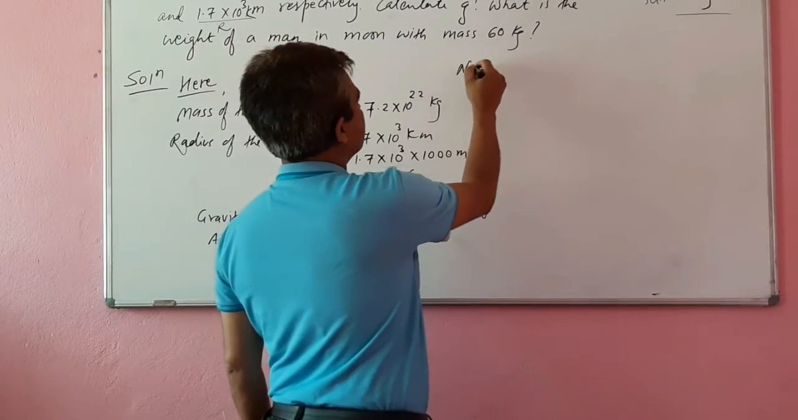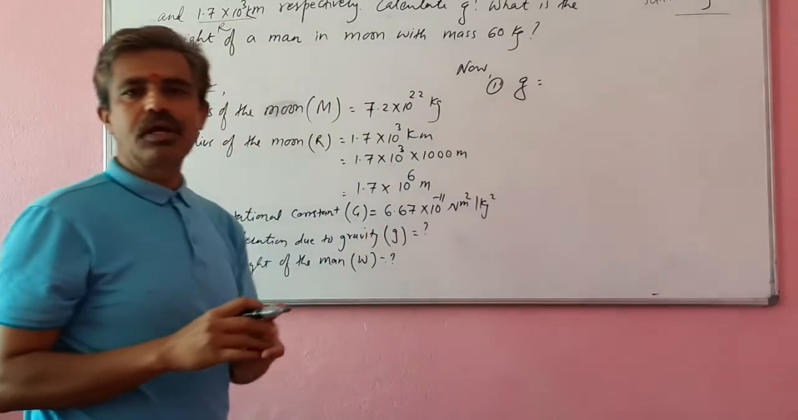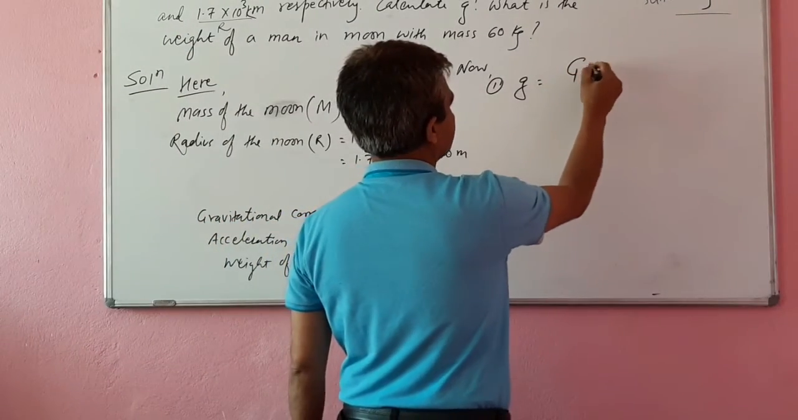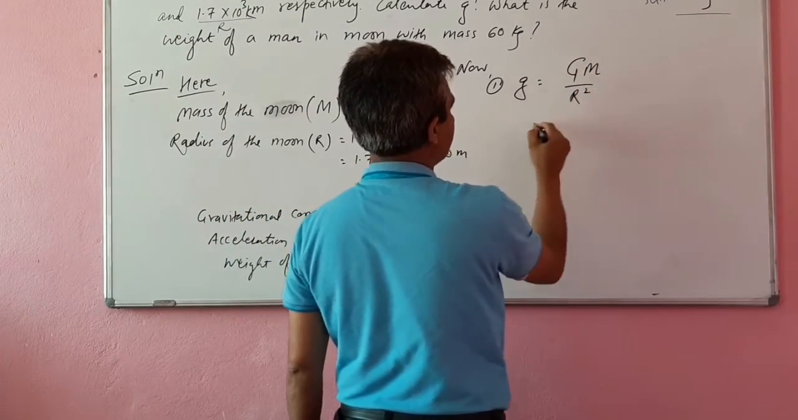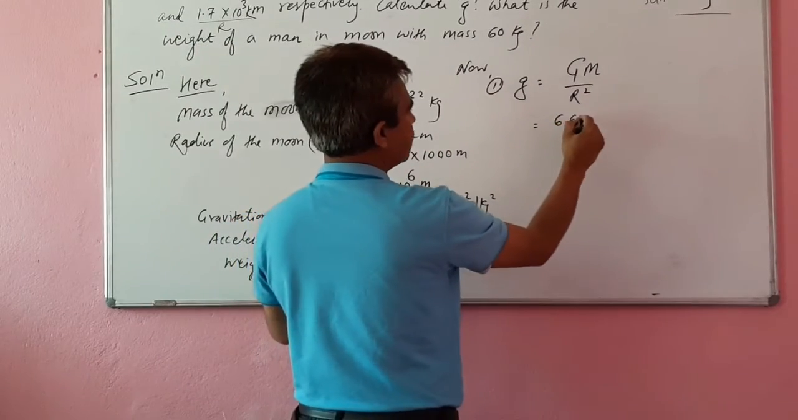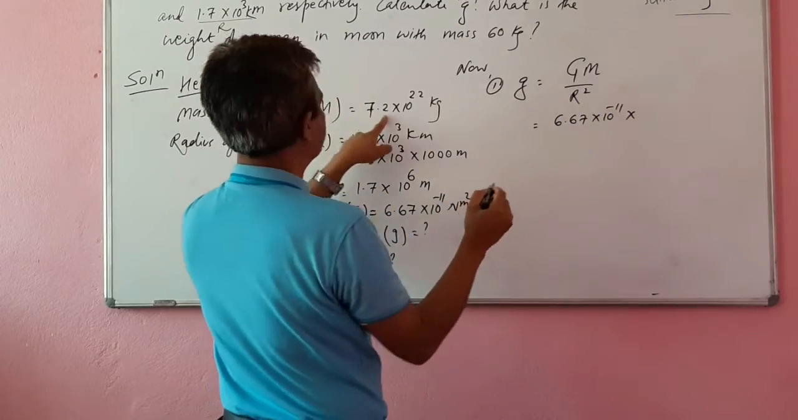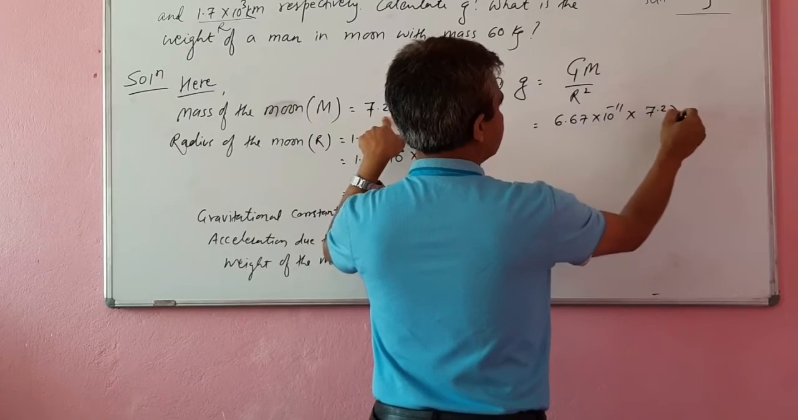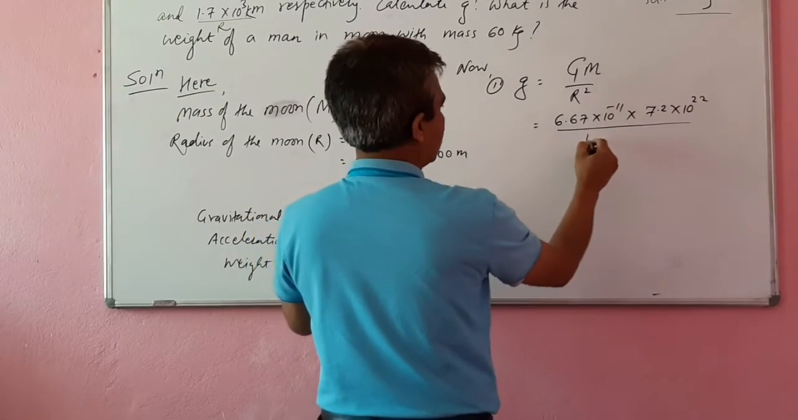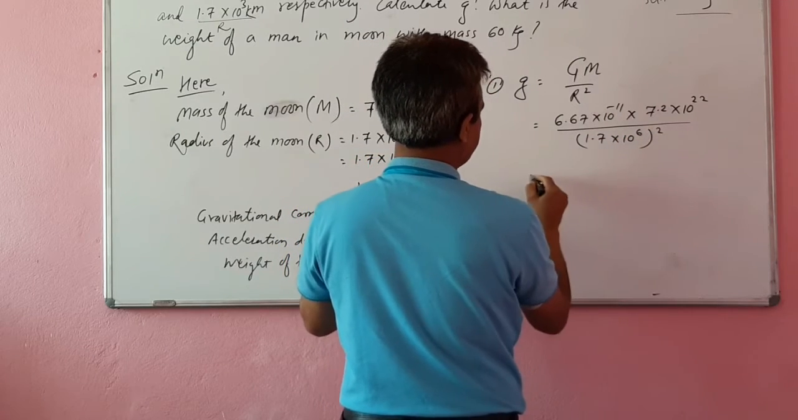Now, first of all, g. What is the formula to calculate small g? Right, that is g equals GM by R square. What is the value of G? G is 6.67 times 10 to the power minus 11. M, mass of the moon, 7.2 times 10 to the power 22. R is 1.7 times 10 to the power 6 whole square.